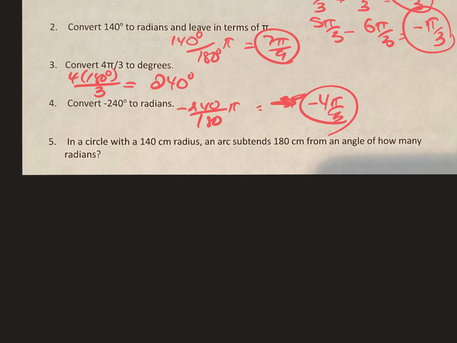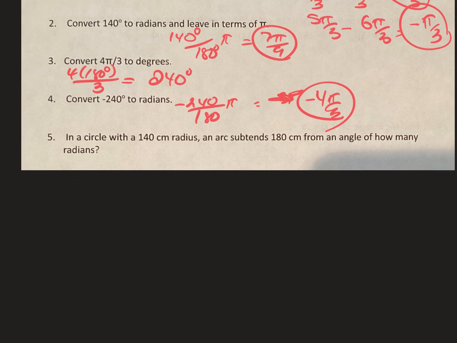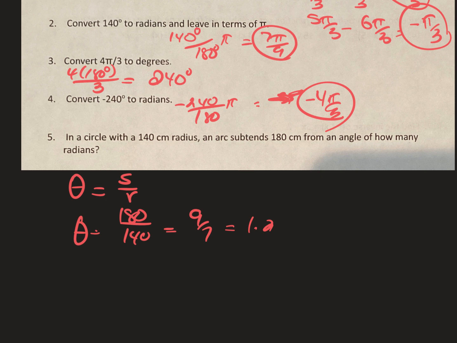Number 5, in a circle with a radius of 140, an arc subtends, which means it makes an arc of 180, from an angle of how many radians? Okay, remember the formula for radians. The way you do radians is S over R. S stands for arc length. The arc length this time is 180. The radius is R, that's 140. So you get 9 over 7. If you punch that in, you're going to get 1.286 radians is the angle measure.